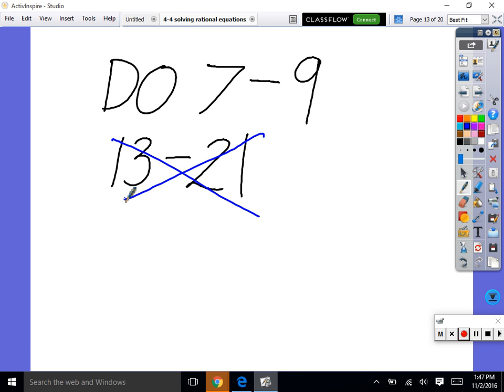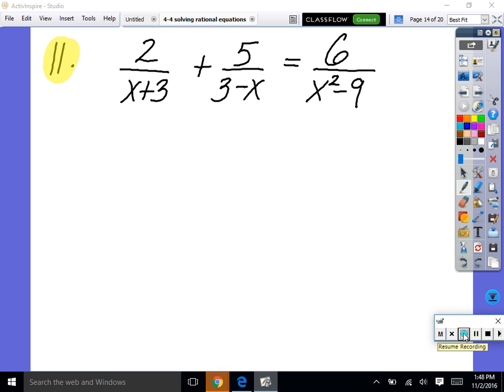Now, here's the thing. If you're struggling, you really need to go back and practice those problems. Does everybody understand? We're not done learning, so don't get me wrong. We still have some more things to keep going, but that's why I'm crossing those out. So right now you're working on 7 through 9. Okay, let's do number 11 together. Here we go. It's on your worksheet. Okay, number 11, here we go.